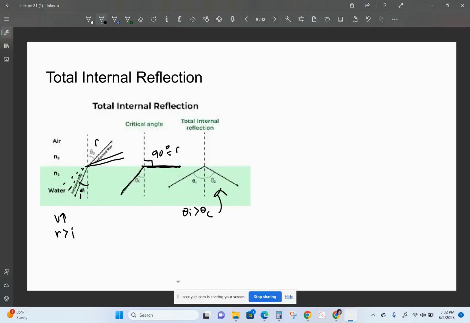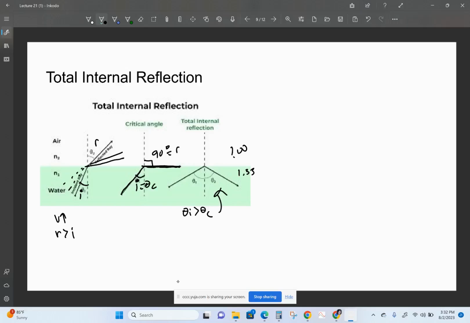So in this particular case, this is water, so we're going to go from air to water, 1.00 to 1.33. The way that we're going to do this is we're going backwards. We're not going from air into the water. We're going from water into the air. So this is our theta I, which is called theta C. And this is our theta R, which is 90 degrees.